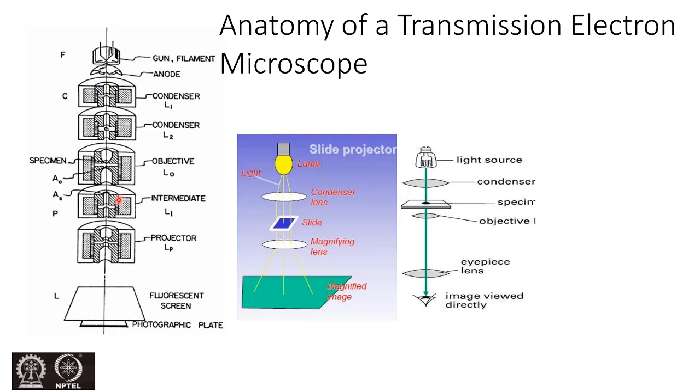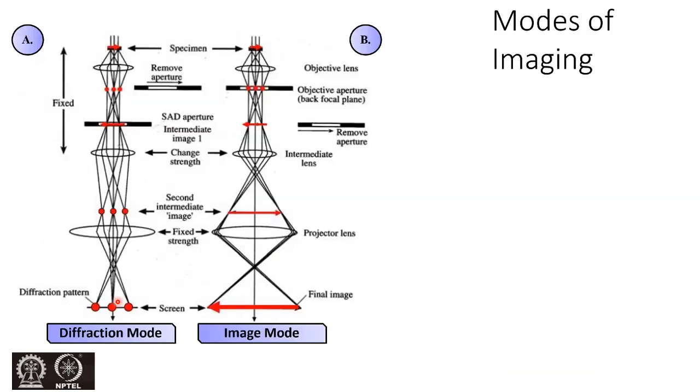and that is focused with the help of different lenses. Then we have the objective, and again multiple lenses and a projector. With the help of that, we project the sample image on a fluorescent screen. So in the diffraction mode and image mode, we can do the imaging for the TEM.